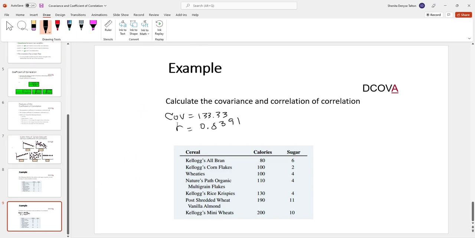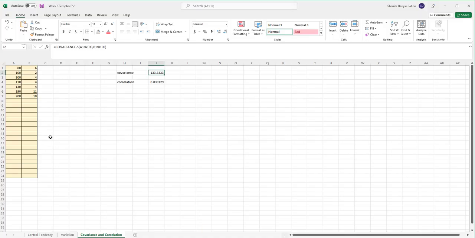I'm also going to show you how to do this in our Excel template. I already have a template for this. So all you have to do is put in the calories and then the sugar. So you have to make sure they match up. So remember, we had 80 calories, 6 grams of sugar. So they have to correspond to each other. You can put one variable in column A and the other variable in column B.